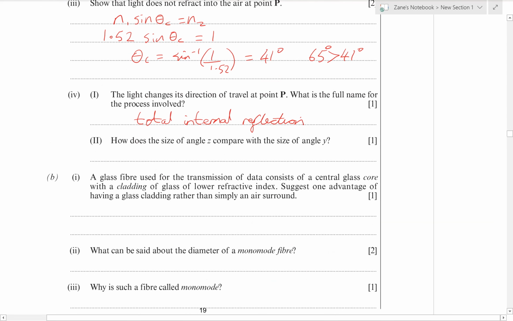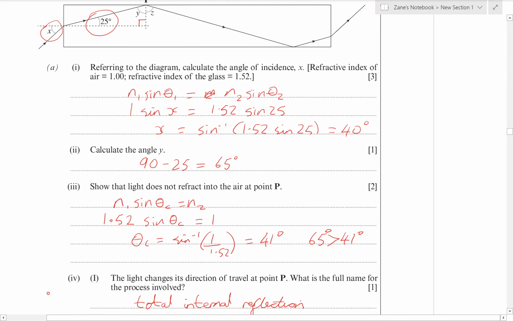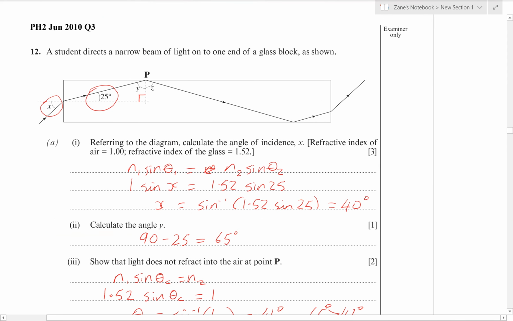Next it asks us, how does the size of angle Z compare with the size of angle Y? Well, we should know probably from GCSE or even earlier that angle of incidence equals the angle of reflection. So both Y and Z here are equal in size.